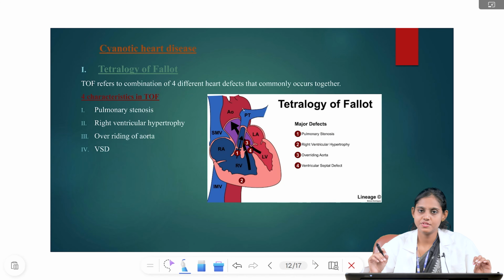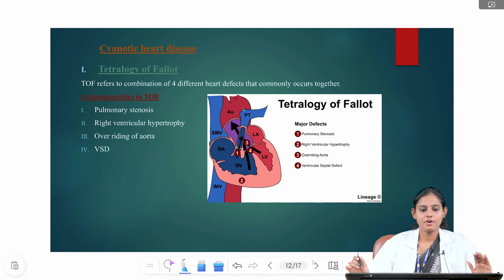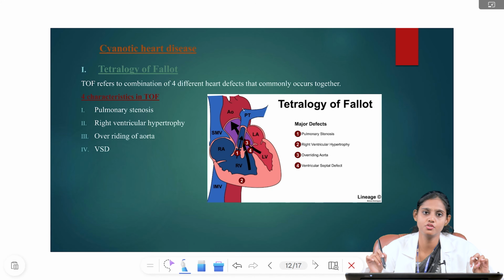So far we have seen a few acyanotic heart diseases. Now let's move on to cyanotic heart diseases. First, under cyanotic heart diseases, we have a case called Tetralogy of Fallot. TOF refers to a combination of 4 different heart defects which commonly occur together.